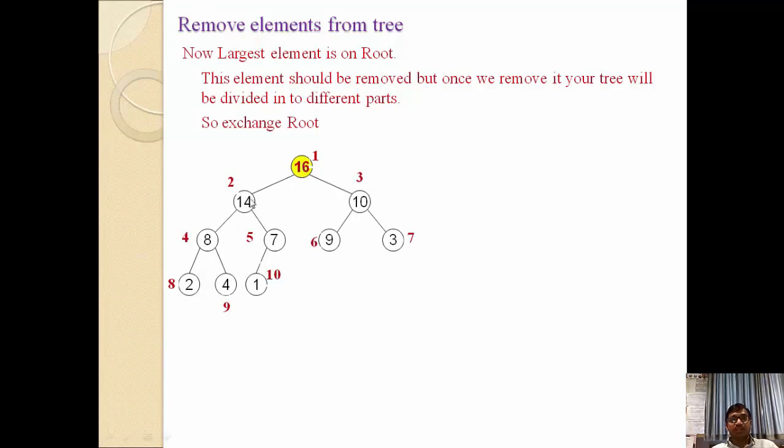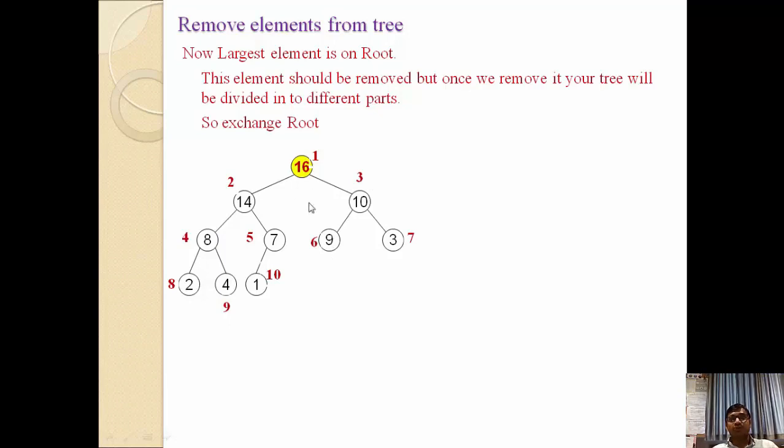But when we remove 16, then your tree will be divided into 2 different parts and becomes a forest. So the first part will be this subtree and the second part is this subtree. So it will be divided into 2 subtrees, right? This must not happen.